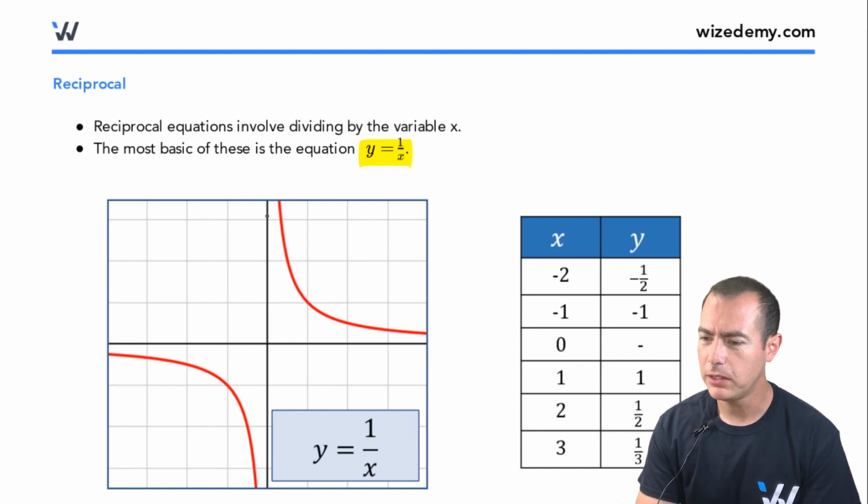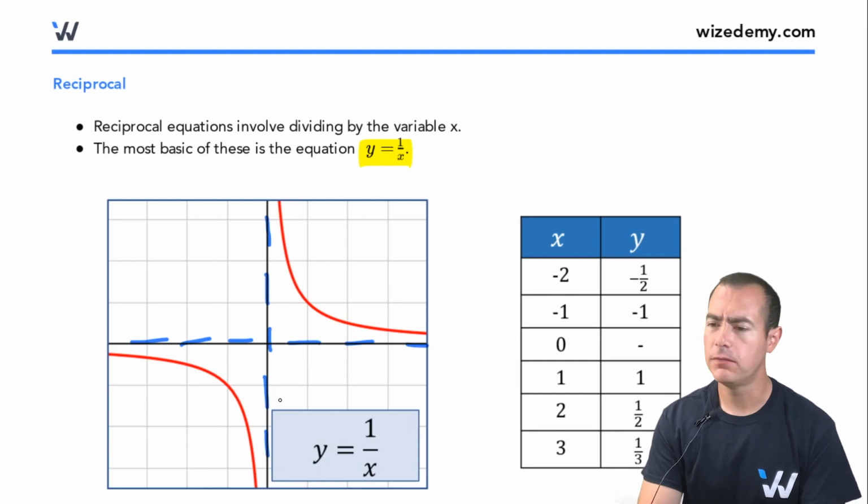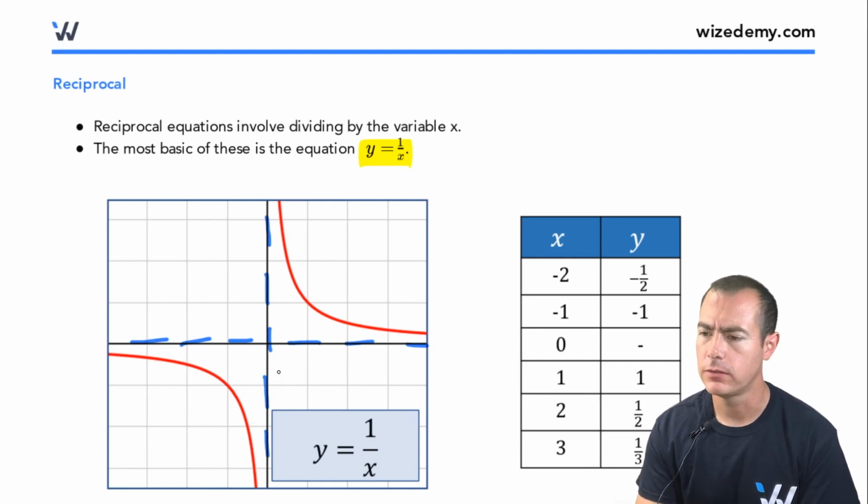As we're looking at the graph, it looks like it's getting close to a couple of straight lines. These arms of the equation itself, that looks like it's getting really close to that y-axis and the x-axis. That tends to be a distinctive feature for these reciprocal equations.